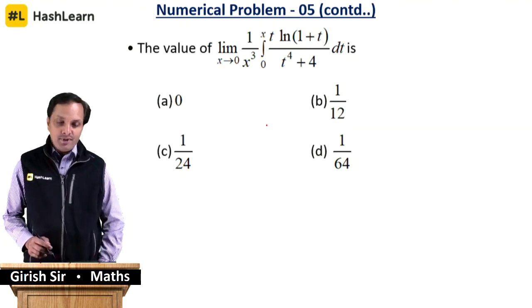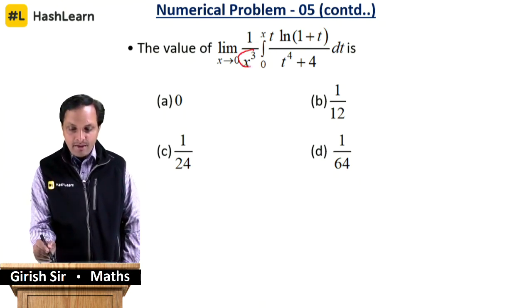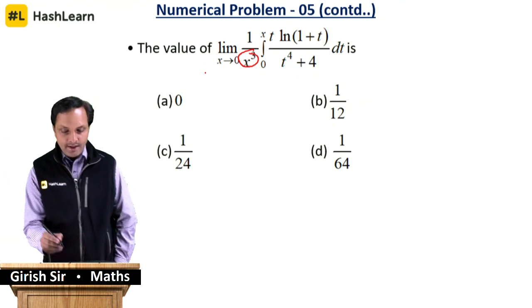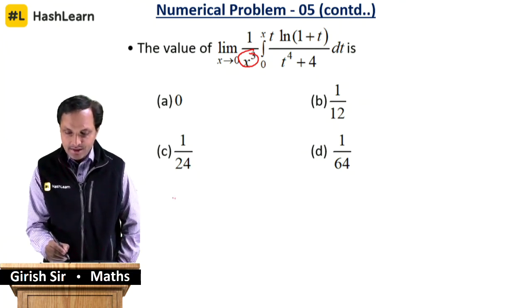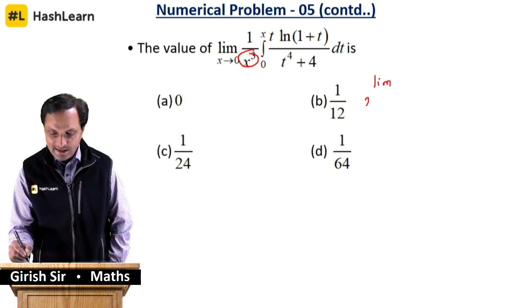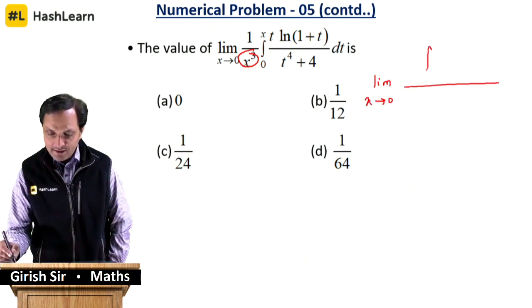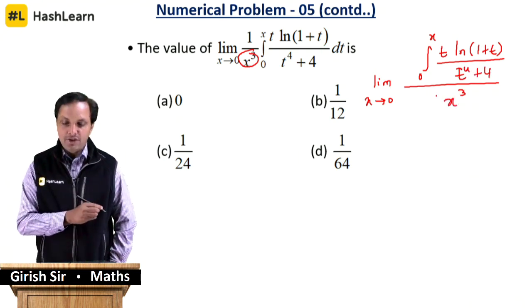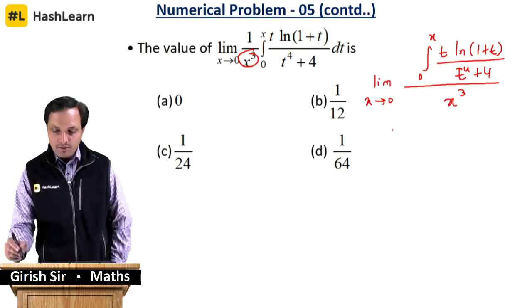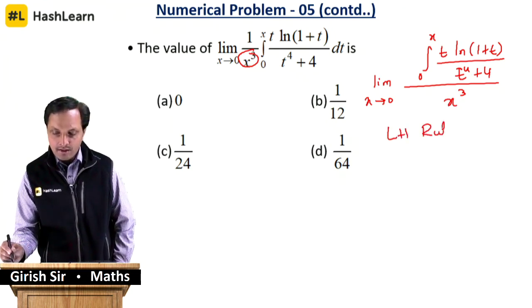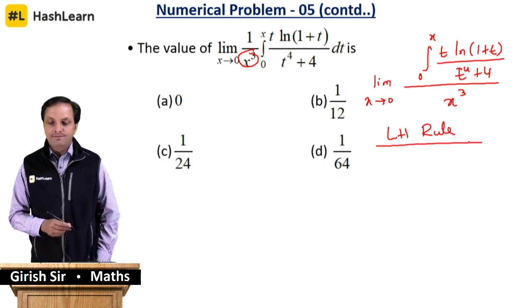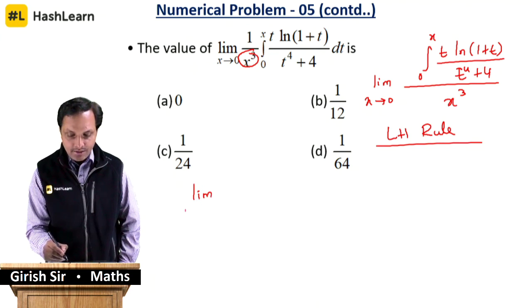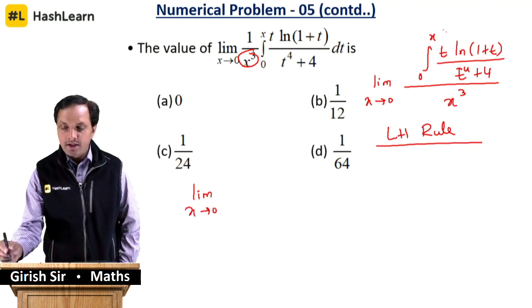So first, the x cube in the denominator we will keep as it is. If I write this as numerator, limit x extending to 0, the numerator is integral 0 to x of t ln(1 plus t) divided by t to the power 4 plus 4, and here we put x cube below. Okay, we shall apply the L'Hopital rule. When we apply it, what happens? The limit will be as it is, extending to 0. So we differentiate the top.